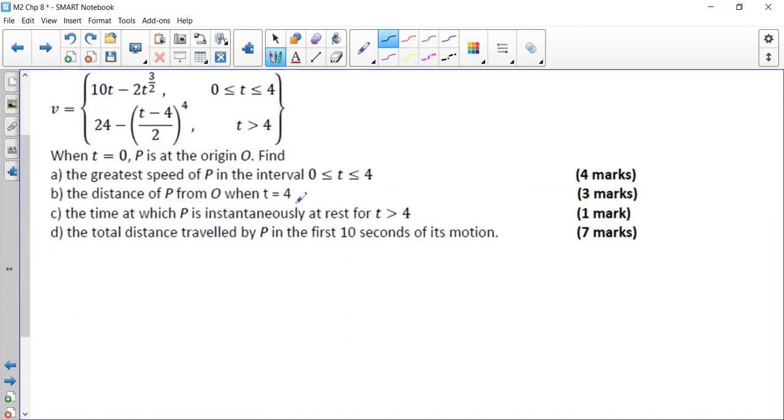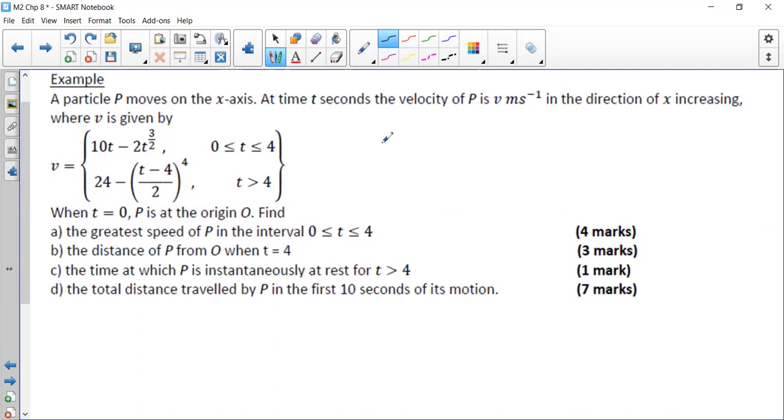Anyway, nonsense over. When time is 0, P is at its origin. Now this is very, very important. The reason is that when t is 0, the displacement is 0. This is hidden information. Find the greatest speed of P in the interval 0 to 4.